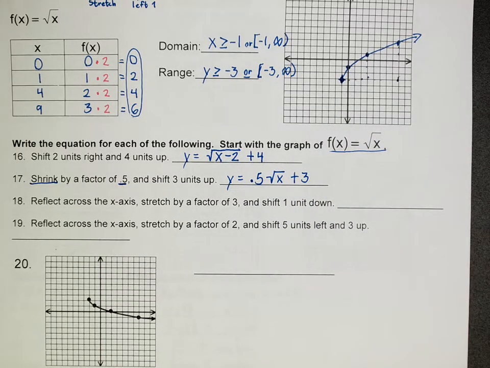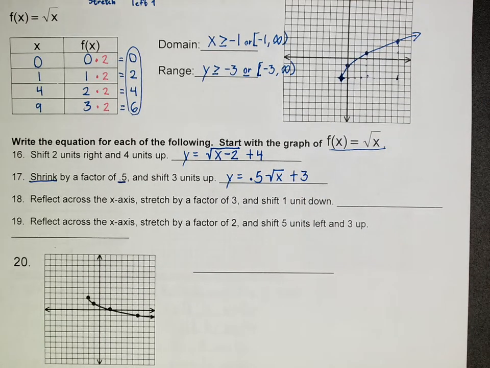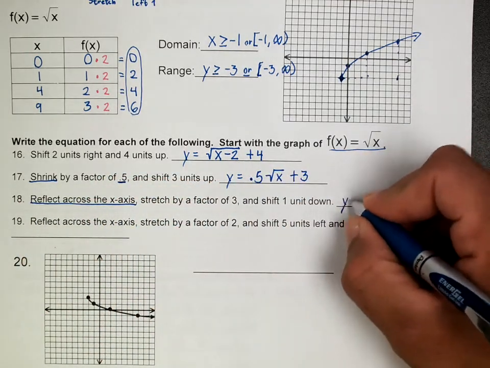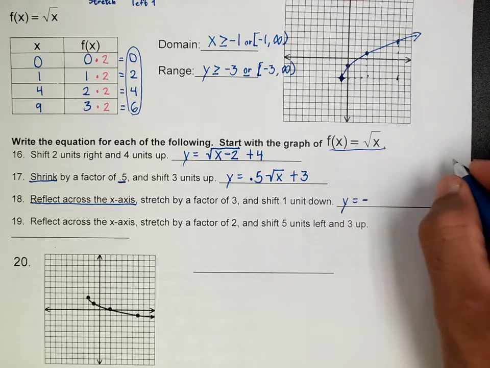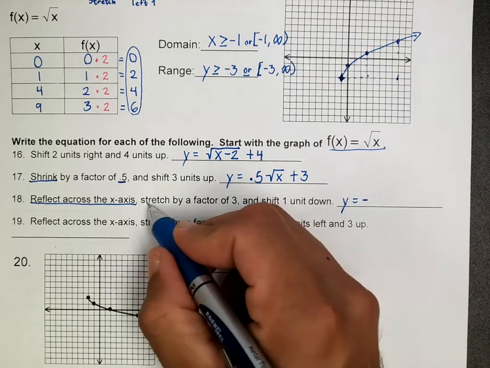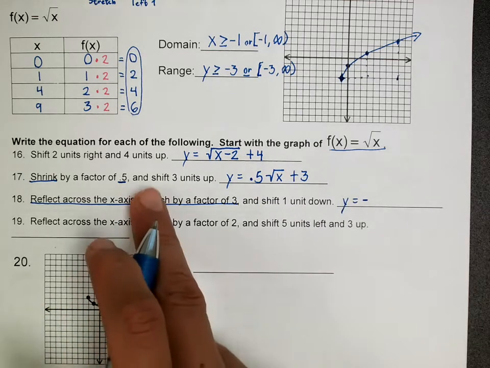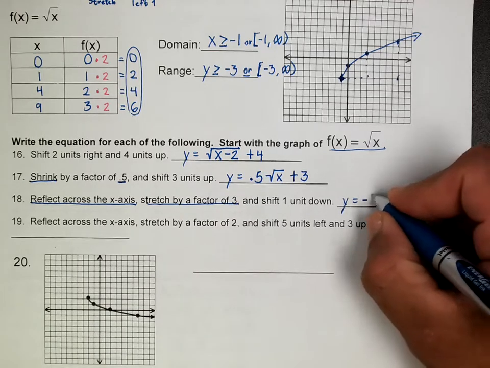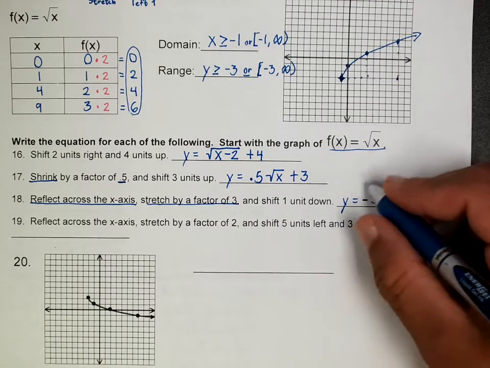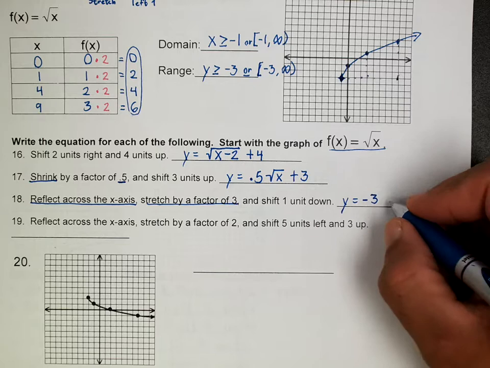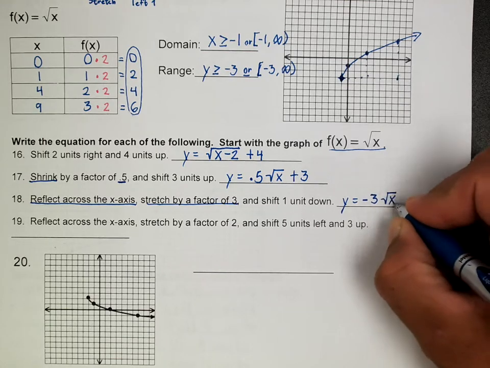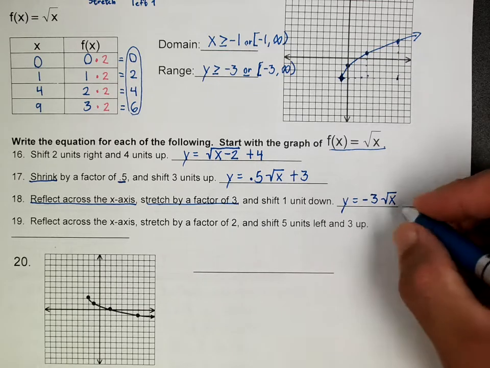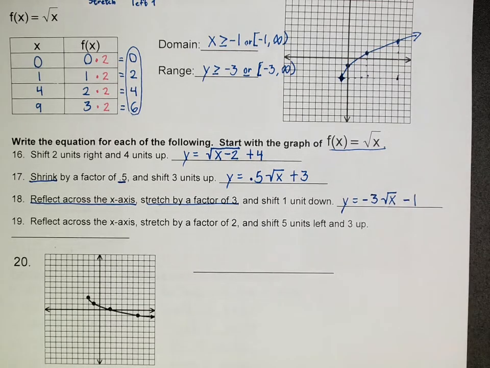All right, number 18. Now it says reflect across the x-axis. Remember, when you reflect across the x-axis, you're going to put a negative in front of it, okay? And then it says stretch by a factor of 3. Remember, it says stretch because this, the factor, is 3. Now it's more than 1. Right? So we're going to stretch by a factor of 3. So all you have to do is write that number in front of the square root. And then now it says we're not moving left or right. All we're doing is shifting down 1 unit. So we're going to subtract 1. And that's it for that one.